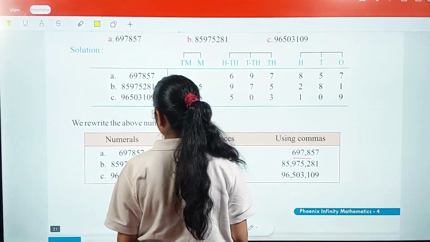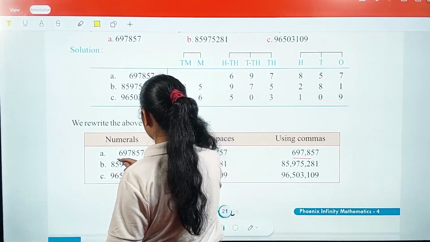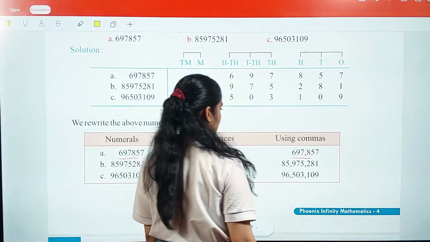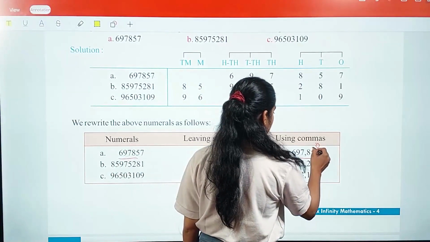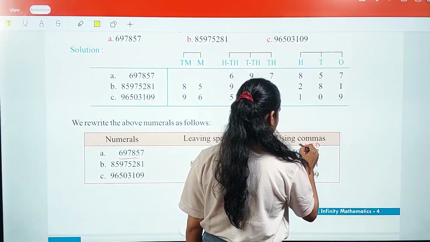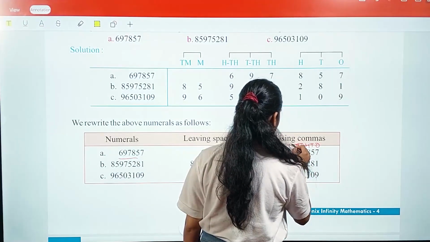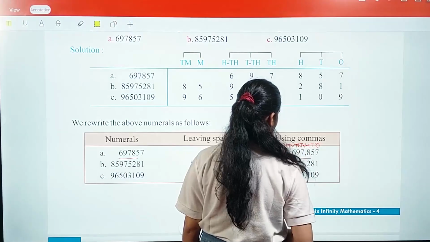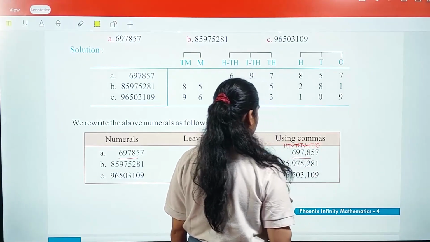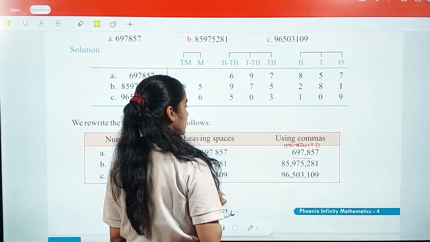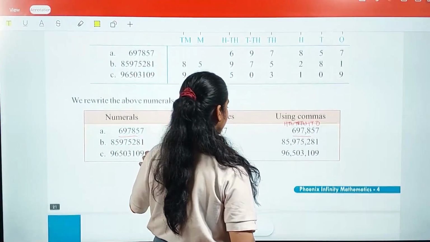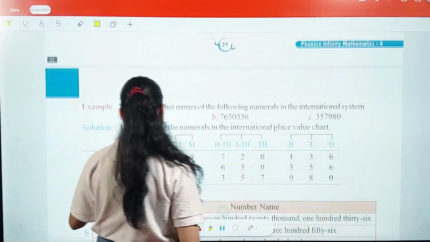So we have to rewrite these numbers. So this is your numeral. So what is this? This is ones, tens, hundreds, thousands, ten thousands and hundred thousands. So this is 6,977,857. In this way you have to read this.